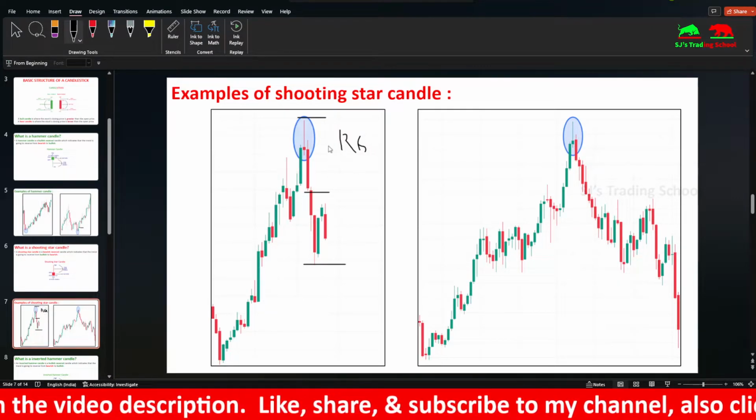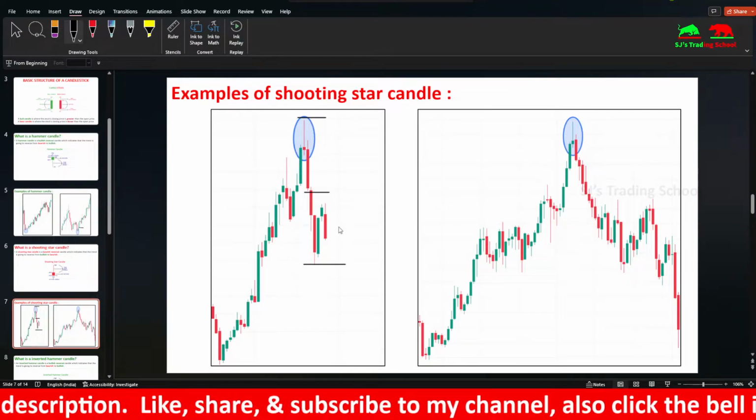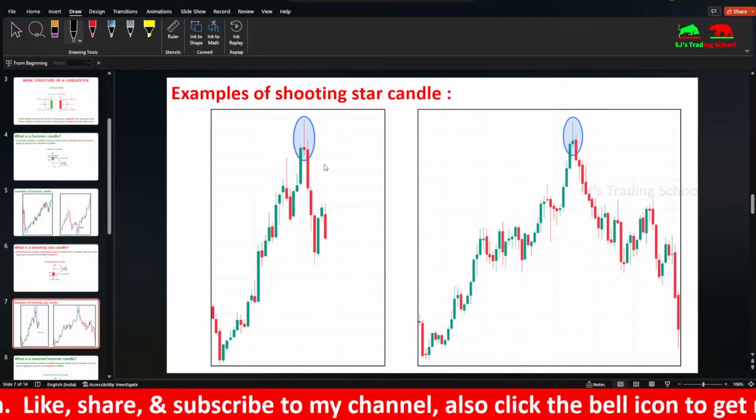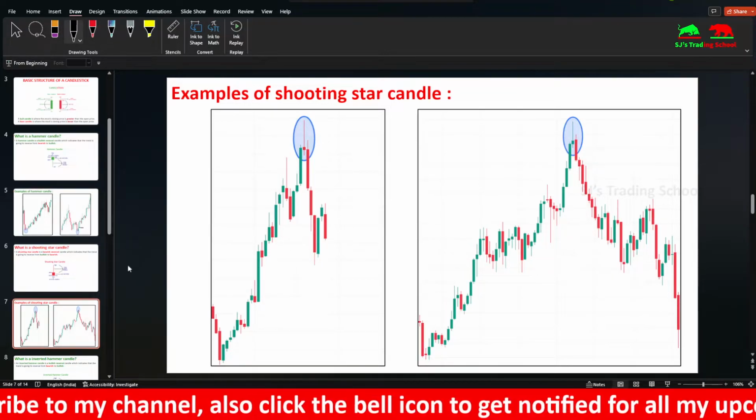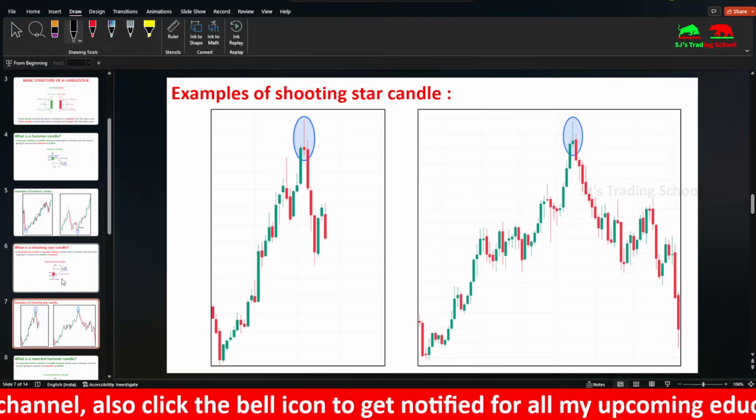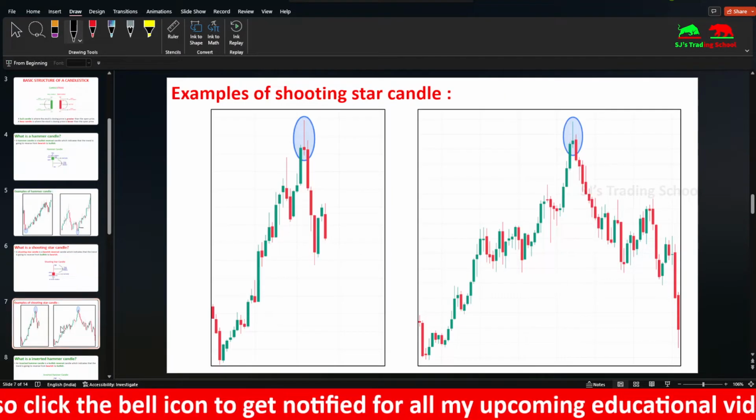In case there is no resistance here, in case of buying it's support, and in case of selling it's resistance. And I will bring a separate video for support and resistance. So this is the shooting star scenario.